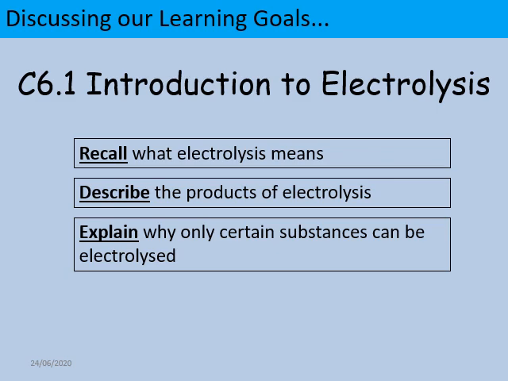Welcome to this first lesson of C6, the Introduction to Electrolysis. In this lesson, we're going to look at what electrolysis is and work out what the products of electrolysis would be. We're also going to explain why only certain substances or substances in certain forms can be electrolyzed.